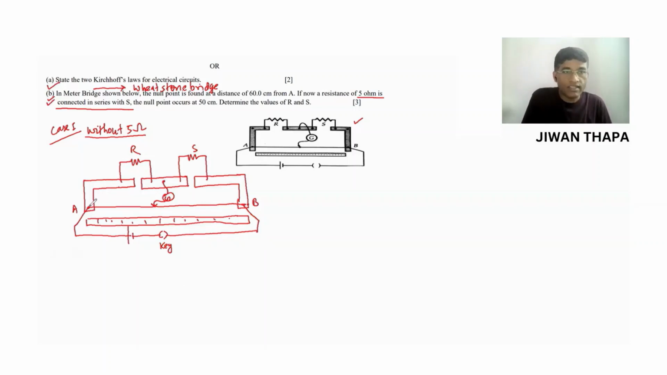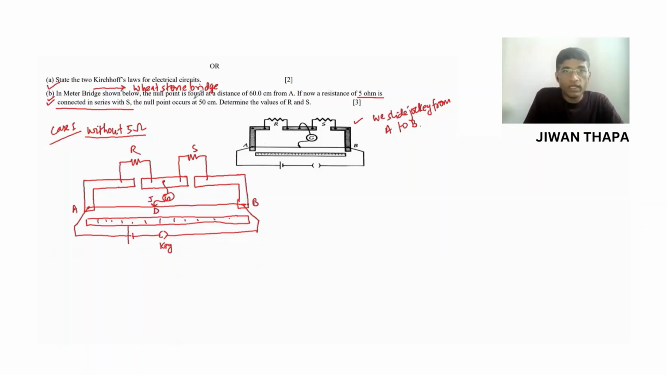And we can see A is connected to the positive of the battery and B is connected to the negative of the battery. So for that reason, we slide the jockey from A, which is at high potential, to B, which is at low potential. So this is to be noted, okay? So this is the jockey, and let this point be D.